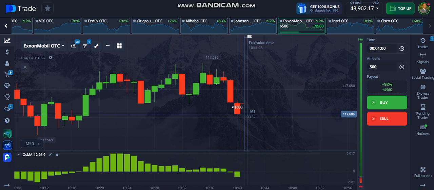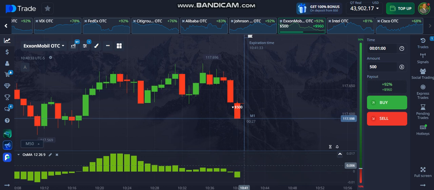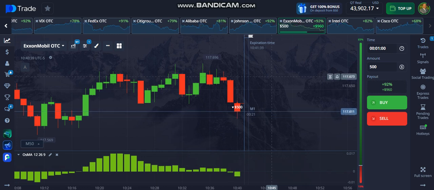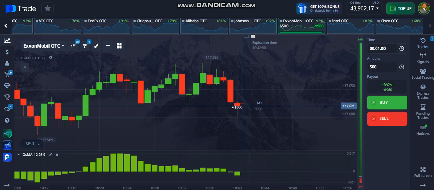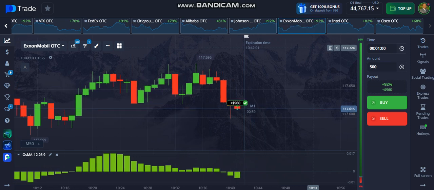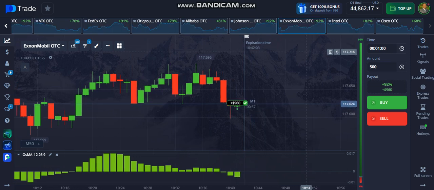Okay, so I just took the trade on ExxonMobil, waited for the crossover of the histogram from above to below the zero line. Strong bearish candle here. So let's watch this trade. Okay, so this trade, okay, we won.